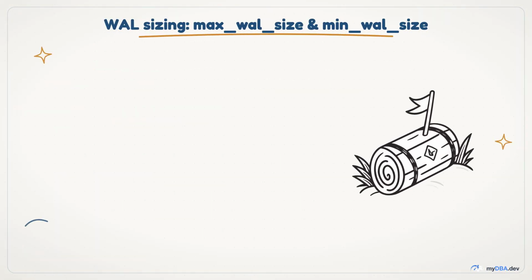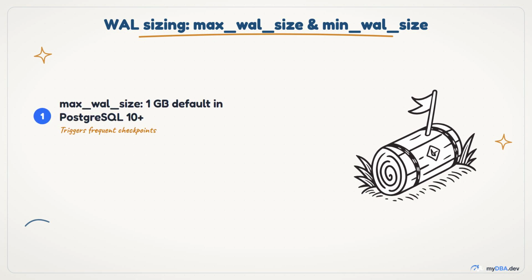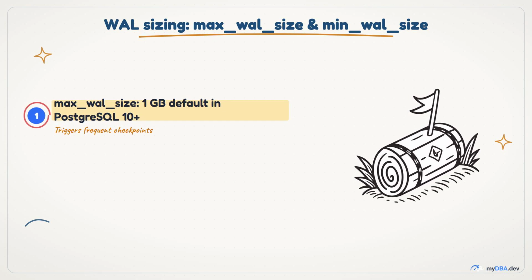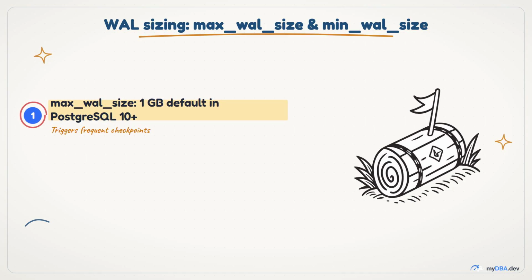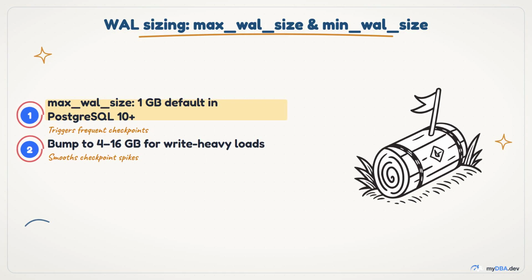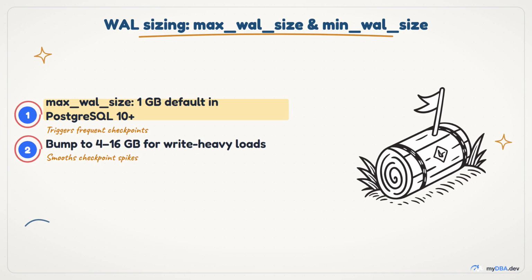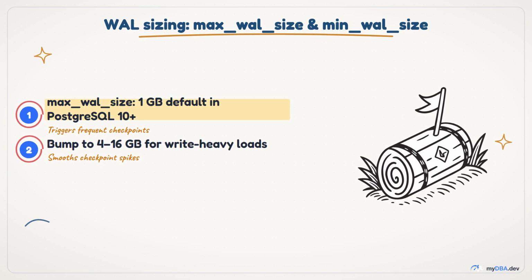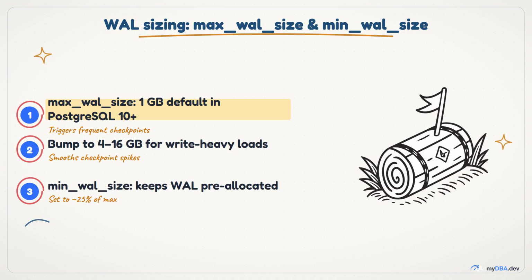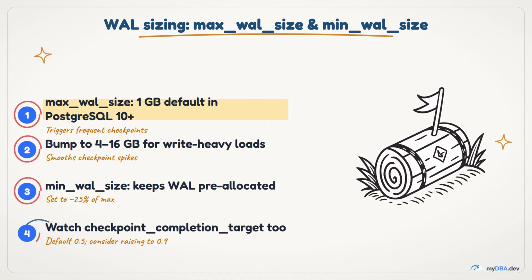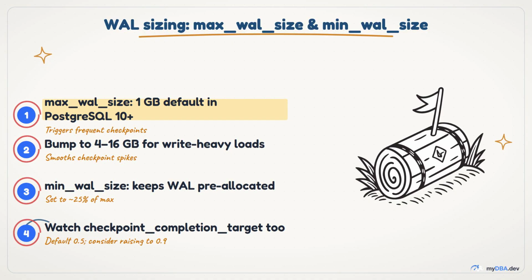Max wal size defaults to 1 gig in Postgres 10 and later versions. On a write-heavy system, Postgres can end up checkpointing frequently. Bump this to 4 to 16 gigs, and you'll spread that checkpoint I/O out over a longer window. Smooths out those latency spikes. Set min wal size to about 1/4 of max so the WAL segments stay pre-allocated and you're not creating them on the fly. Checkpoint completion target is at 0.5 by default. Consider raising it to 0.9 to spread checkpoint writes over a longer period.